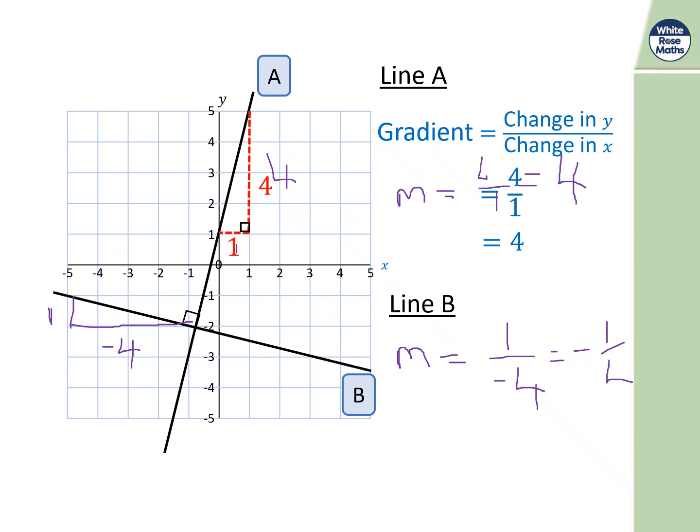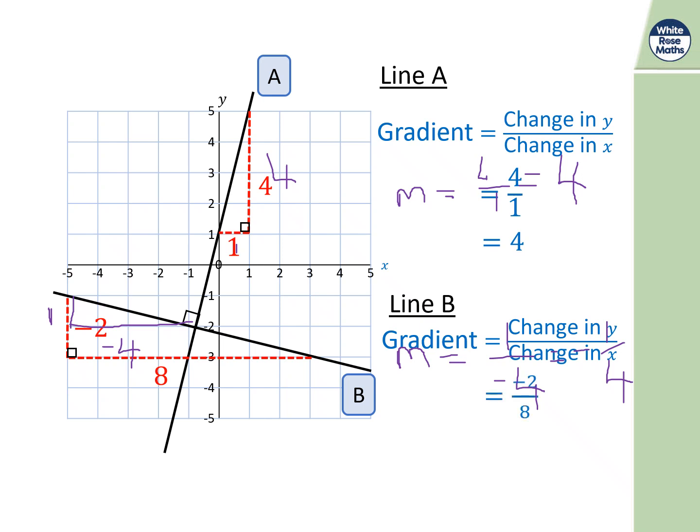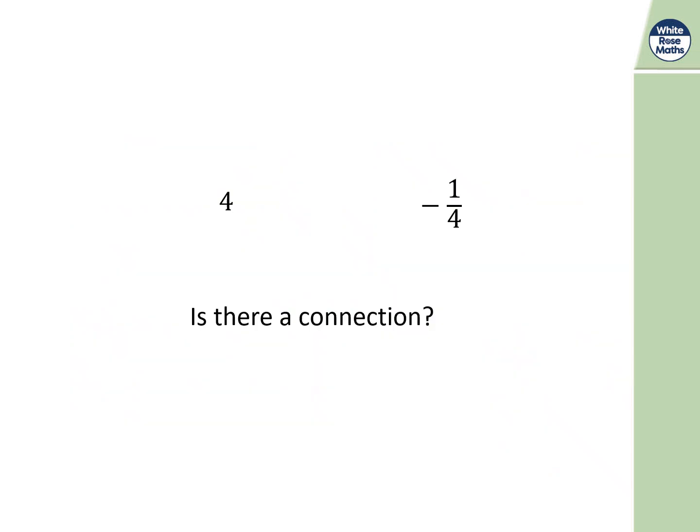Lines that meet at right angles are what we call perpendicular, so the gradients must multiply to give minus 1. They are essentially the negative reciprocal of one another. So 4 times minus a quarter gives you minus 4 quarters, which equals minus 1. So that is the special property there. And y minus 2 over 8 is equal to minus a quarter, either way.